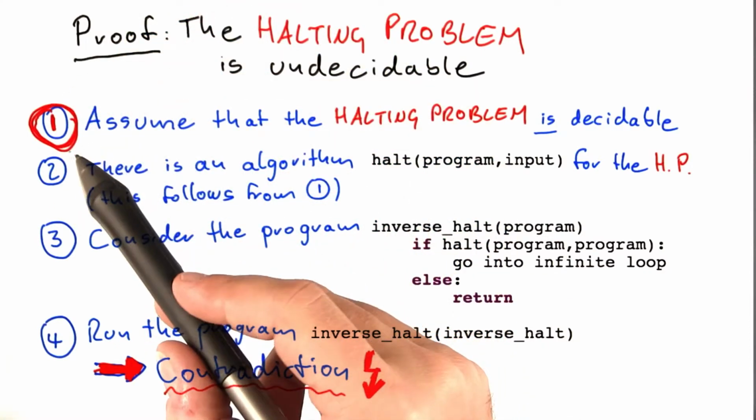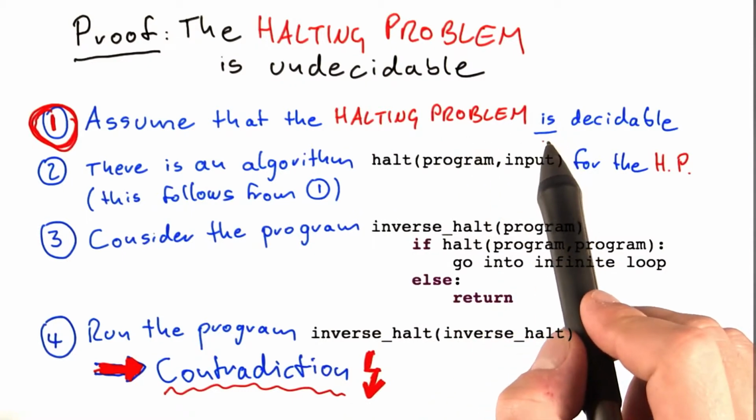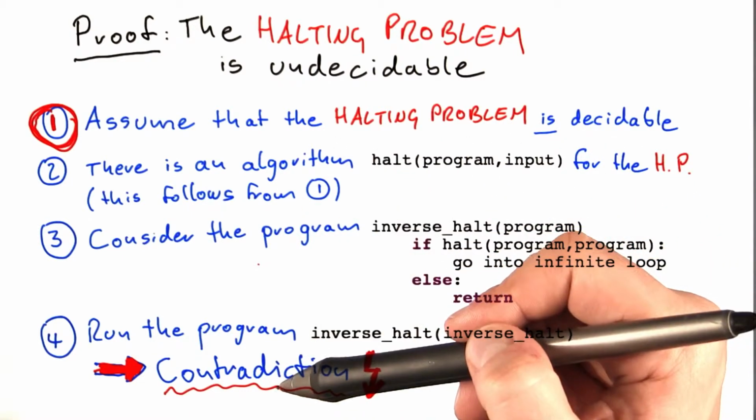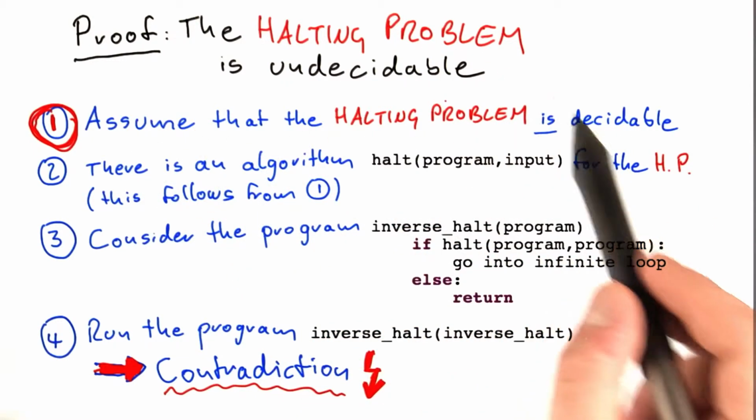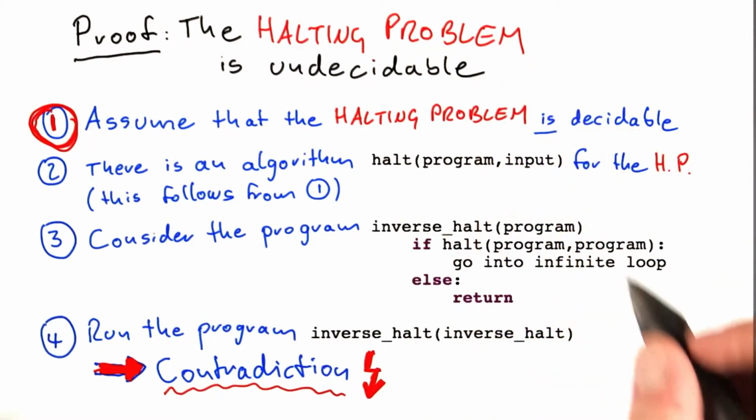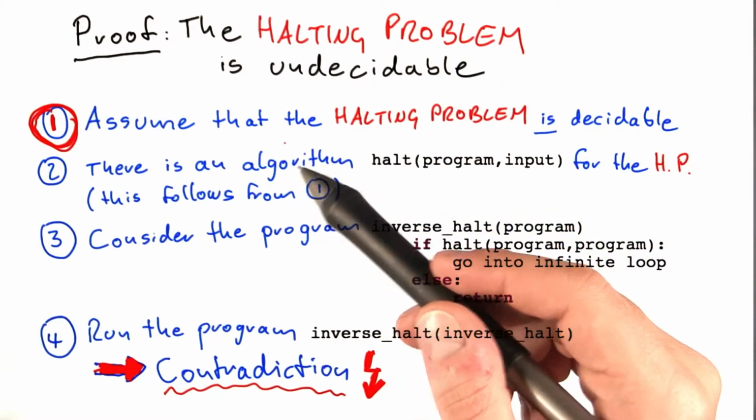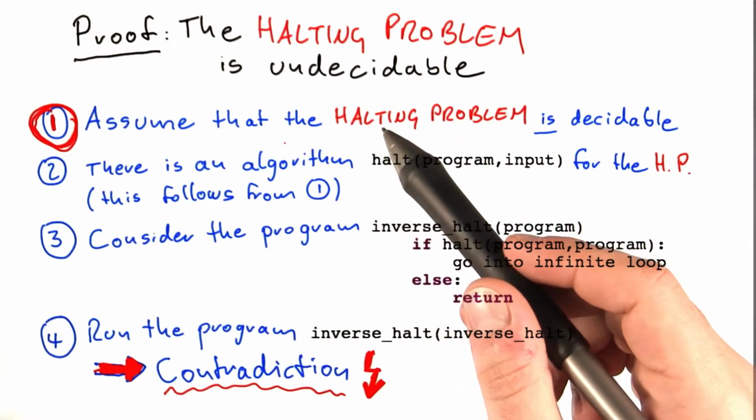So what does step number 1 say? Step number 1 assumed that the halting problem is in fact decidable. And since this logically leads us to contradiction, this assumption here must be false. So the halting problem cannot be decidable, it is in fact undecidable. And that of course means that there's no algorithm that will tell you for any given program and any given input if that program will ever stop.